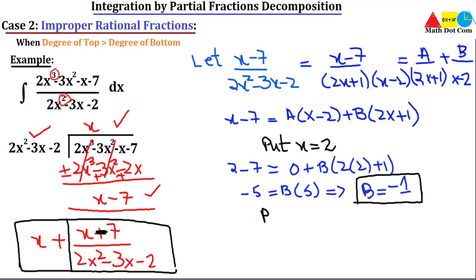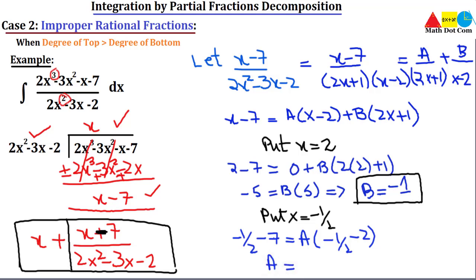So we have to put x equals minus 1 by 2, as in such a case b will be cancelled out. Minus 1 by 2 minus 7 equals a into minus 1 by 2 minus 2, and if we solve it, we will get the value of a as a is equal to 3. So we have got the values of a and b.